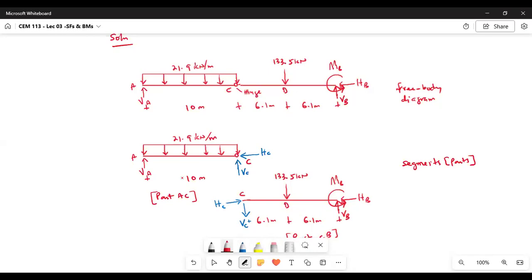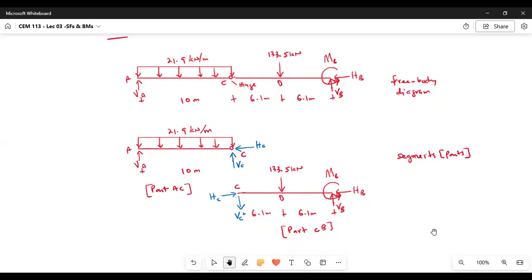Per meter. Okay, so you now take part AC and then you do the same things. Sum of moment about A is equal to 0, sum of moment about B, C is equal to 0, sum of vertical forces, and then sum of horizontal forces, and then you check. If that is correct, then you now move to part CD. Now with that part CD, do a similar thing. You do it like the way we have solved all the previous beams, in a similar manner.